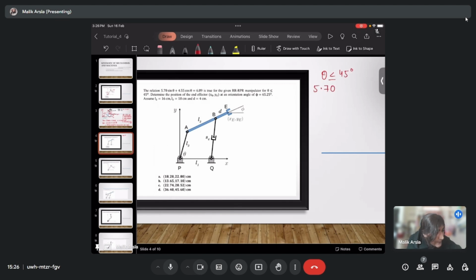5.70 sine theta plus 4.55 cos theta is equal to 6.89. So basically you can figure out theta from this relation. What it is telling us next is to determine the position of the end effector at an orientation angle of phi equal to 65 degree. Assume L2 is equal to 16, L3 is equal to 18 and D is equal to 4.